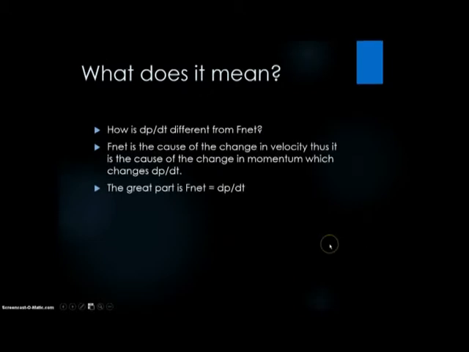Now, what does it mean? So how is dp/dt different from Fnet? Well, Fnet is the cause of all these things. It is the cause of the change of velocity, which is the cause of the change of momentum, which changes dp/dt. The nice part about this is that we can say that Fnet is equal to dp/dt. But basically, our Fnet, our force, is what changes our dp/dt. It changes the momentum, it changes the motion. So our Fnet is the cause, and our dp/dt is simply the effect.